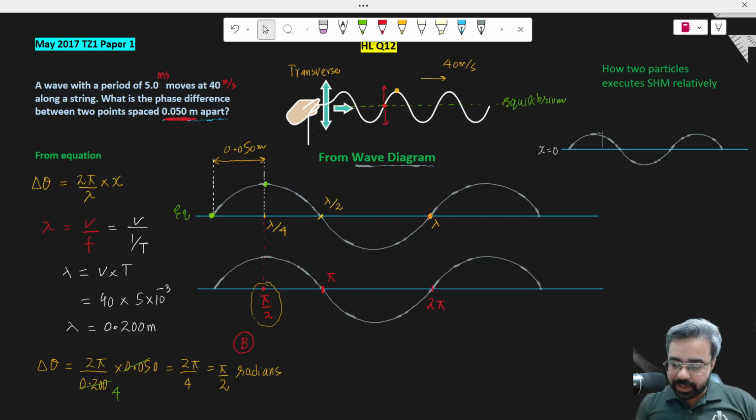Last but not least, just quickly see here: when one particle is at equilibrium position, the other particle will be at extreme position, x equals positive x0. When this particle moves up because it is executing SHM, the other particle will move down, and its new position will be the equilibrium position. So that means the phase difference is 90 degrees or pi by 2.